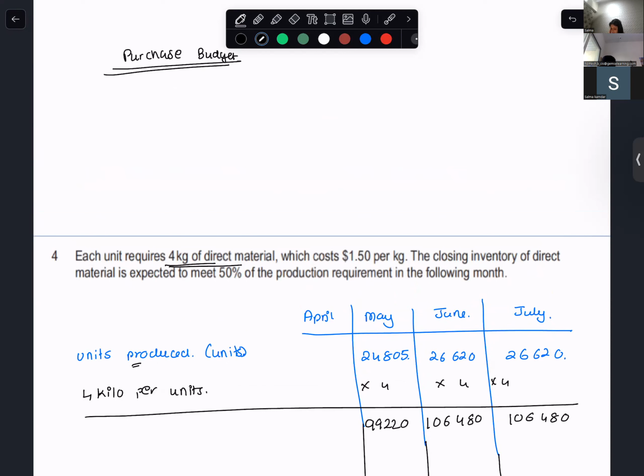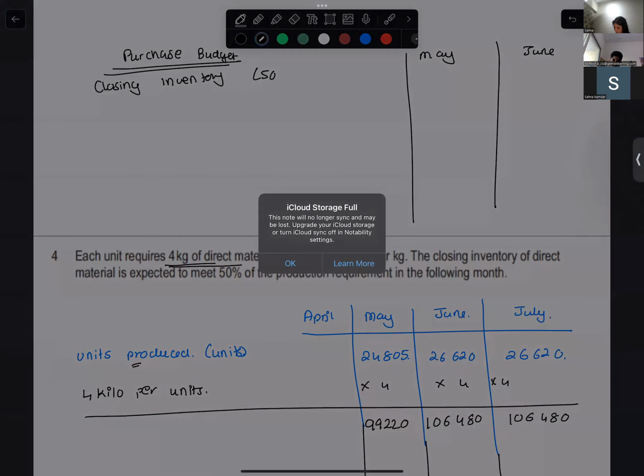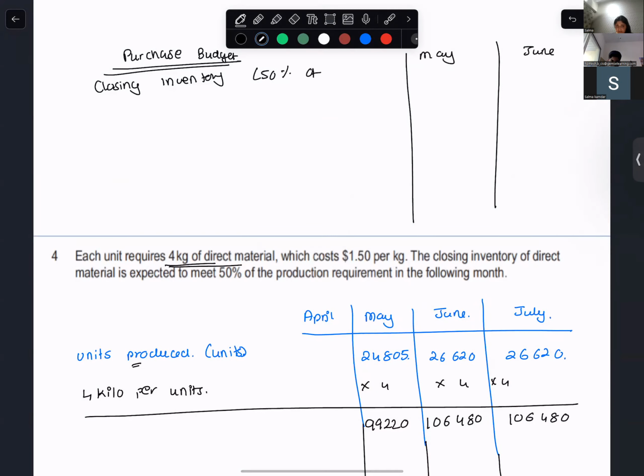First, let's talk about the closing inventory, because it needs to be 50% of the following month. So your closing inventory would be how much? 50% of the next month's production. Your closing inventory is 50% of next month's production. Yes, that's right.